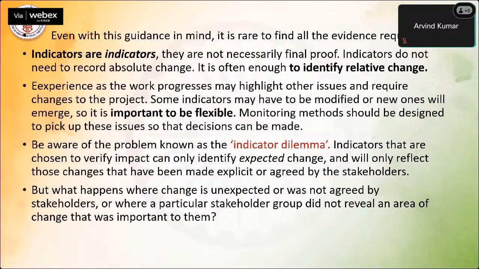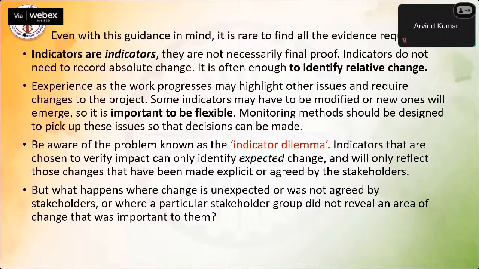Even with the guidance in mind, it is rare to find all the evidence required. Indicators are indicators. They are not necessarily final proof. This one should be understood: the indicators used for risk management, vulnerabilities, or hazard evaluation are very much local, and they also depend upon a variety of factors, such as weather conditions at that time, the incident time, and so many things. Let us say something happens in a very crowded area and something happens in a less crowded area, the damage will differ. So the indicators always come with some ifs and buts. Experience as the work progresses may highlight other issues and require changes to the project. Some indicators may have to be modified or new ones will have to emerge. So it is important to be flexible.